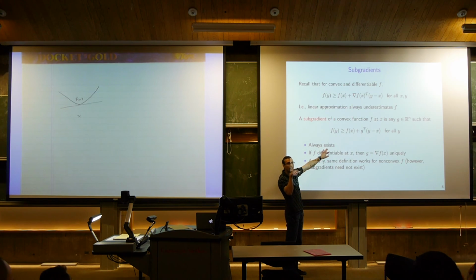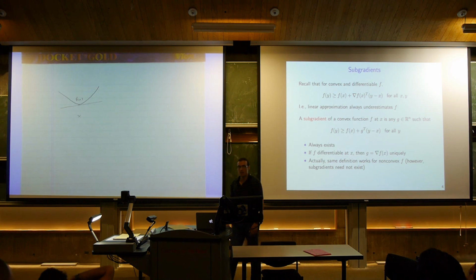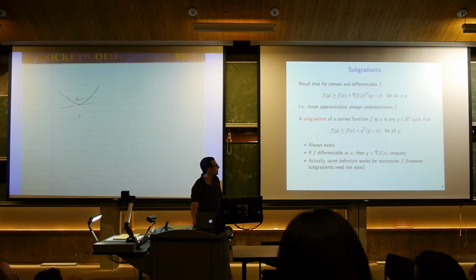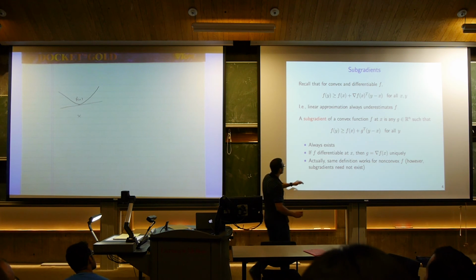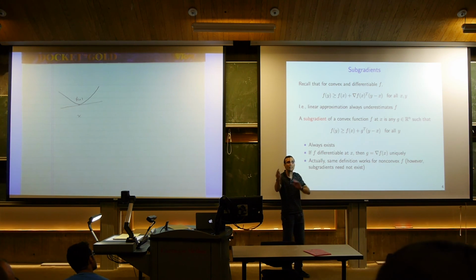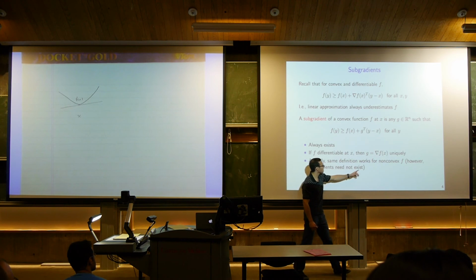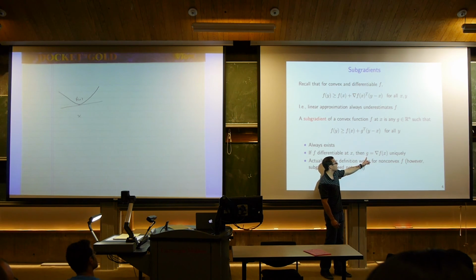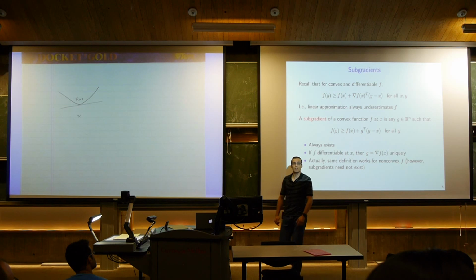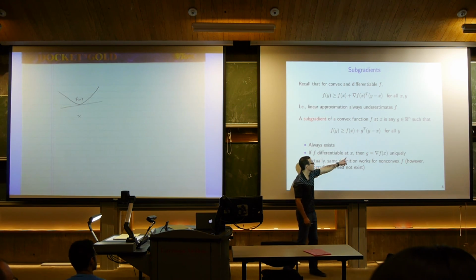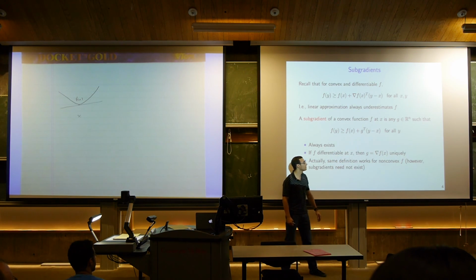There's a technical asterisk to put here, but I won't dive into that. If you're curious, you can ask me on the side or in my office hours. They cannot exist in some very pathological situations on the boundary of the domains of functions, but we don't have to worry about that. They pretty much always exist. If f is differentiable, then there's only one subgradient at x, and that's its gradient. We know that at least the gradient is going to be a subgradient, and if f is differentiable at the point x, then there's actually only one that makes that true.